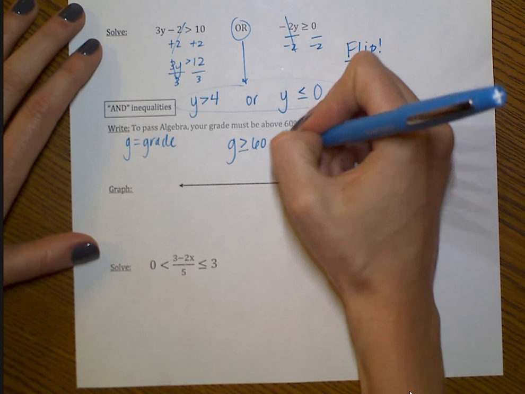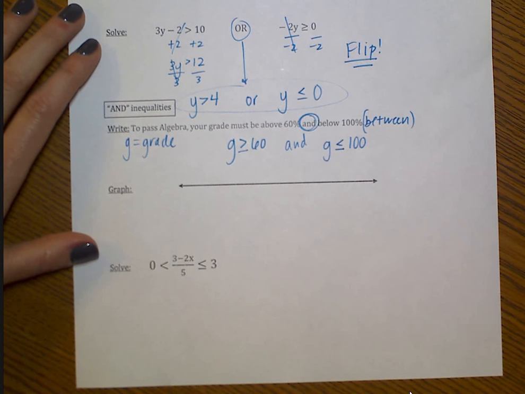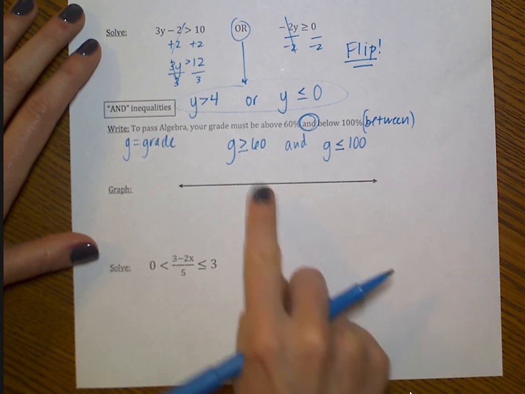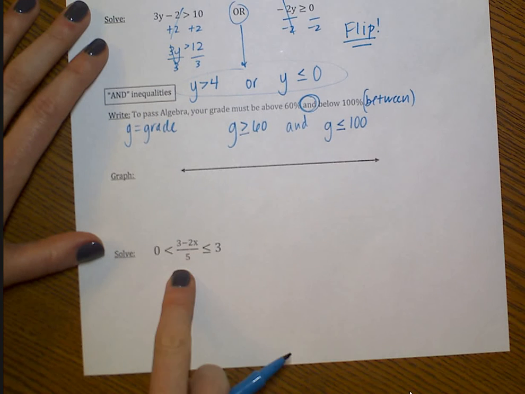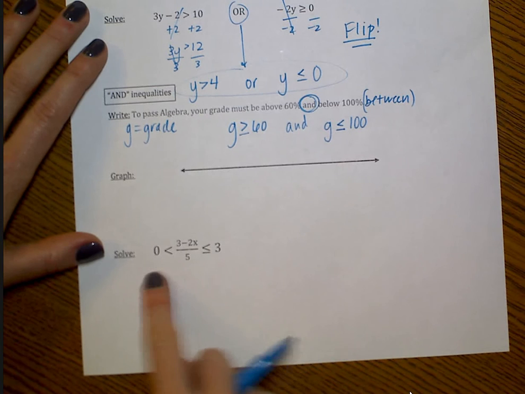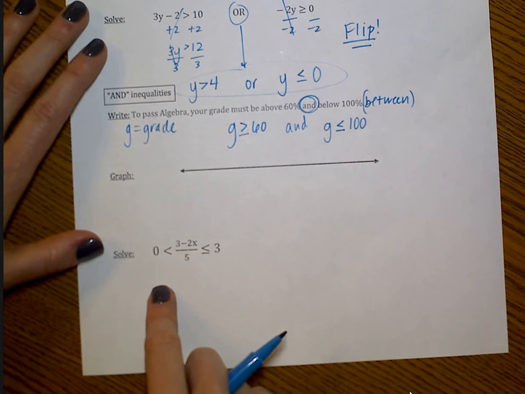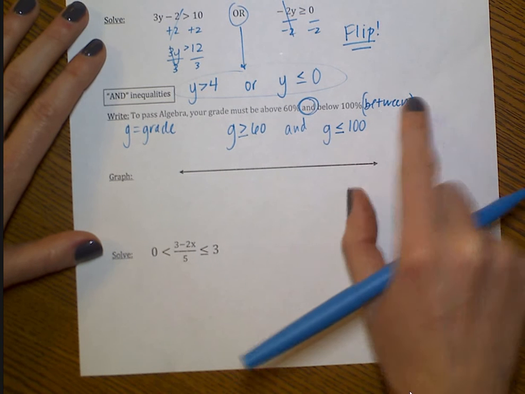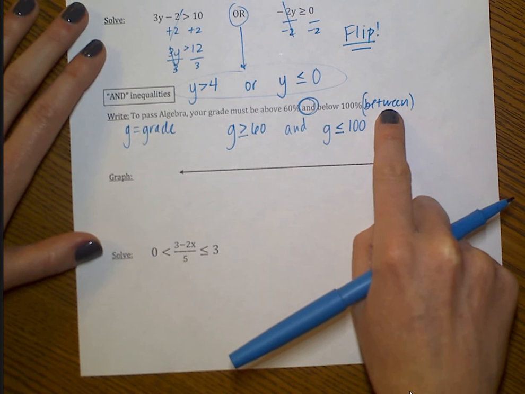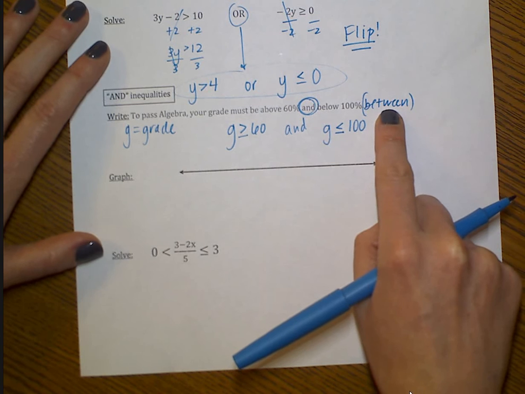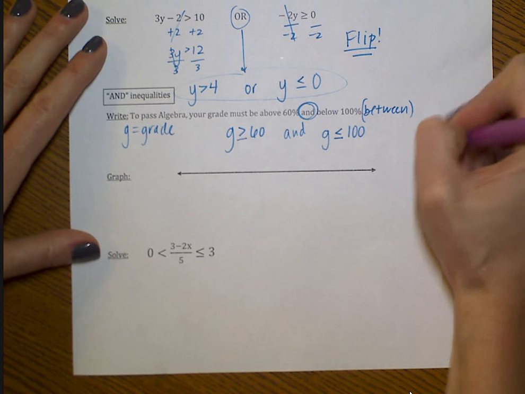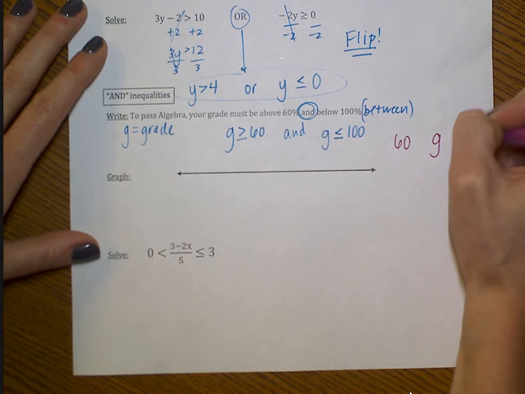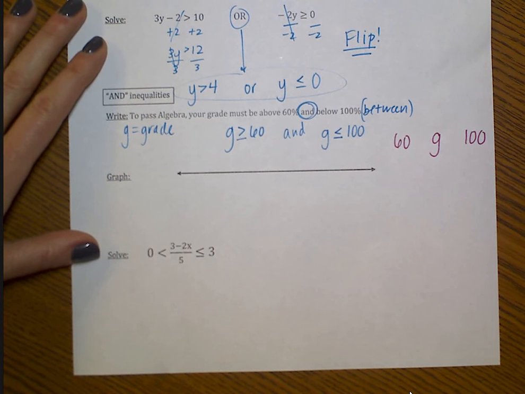And I'm going to put the word and in there. So this is one way to write an and. There is a second way, and if you can see it, there's an example of it down with the solving problem. You don't actually have to write the word and. You can write this inequality using this idea that G just needs to be between these two numbers. So off to the side here, I could write it a second way. G is between 60 and 100.